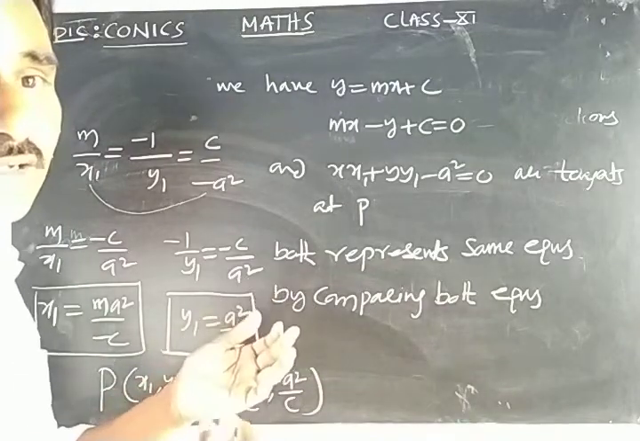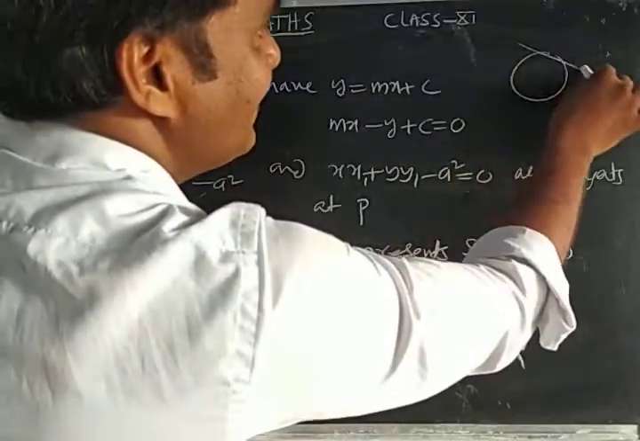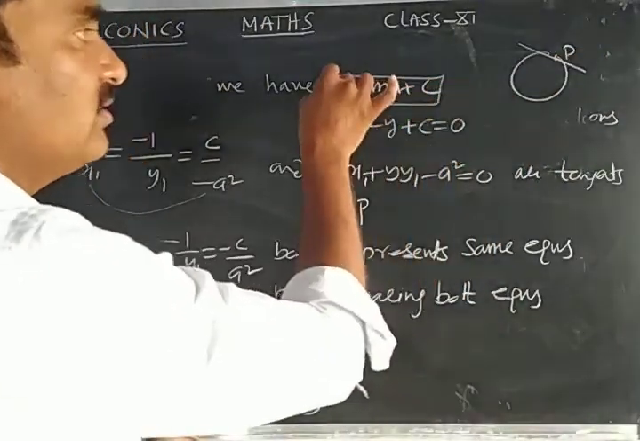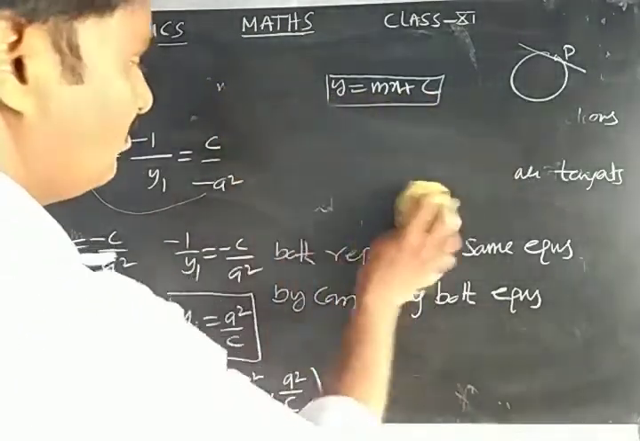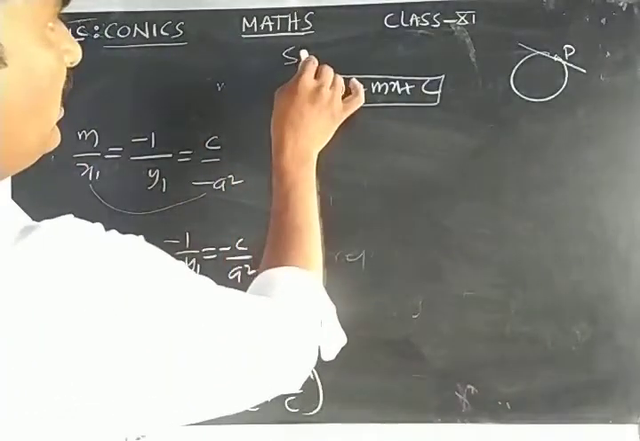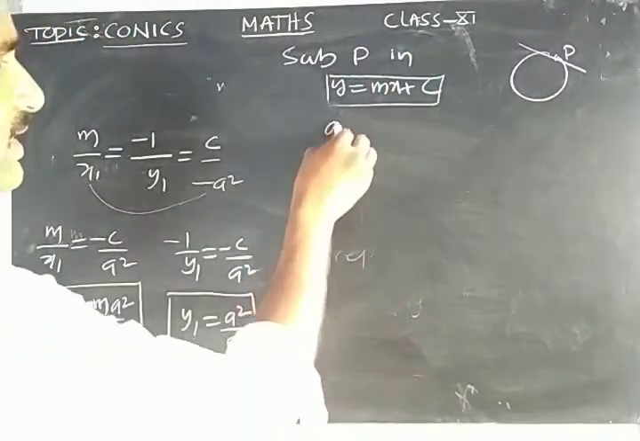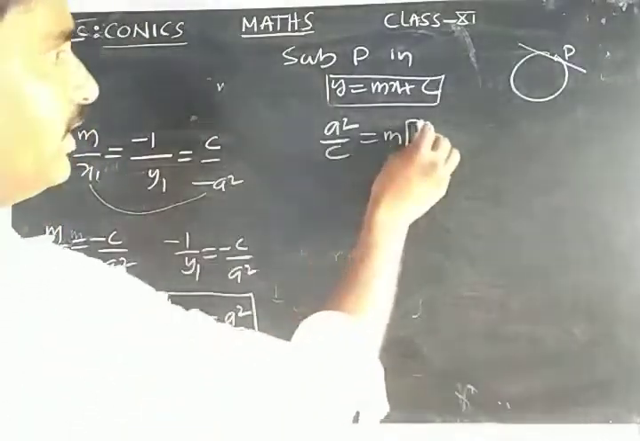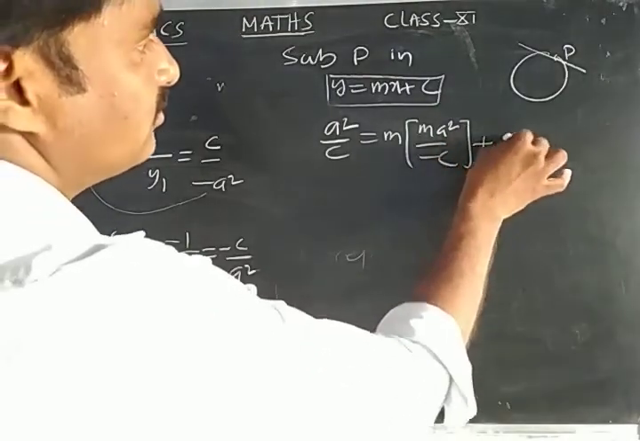What are we going to derive here? The condition of tangency. See, point P lies on the tangent and the circle. What is the tangent equation? This is the given equation, y equal to mx plus c. So I will substitute this point of contact in this equation. Substitute P in this equation. What is the y coordinate? A square by c. And m, what is the x coordinate? M a square by minus c. Right? Plus c.